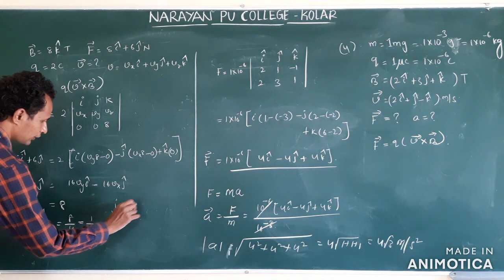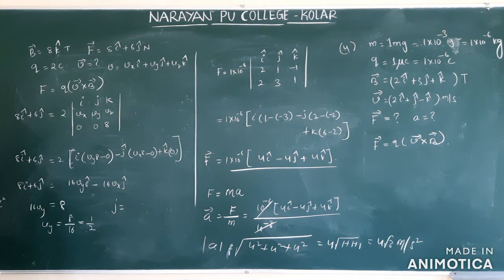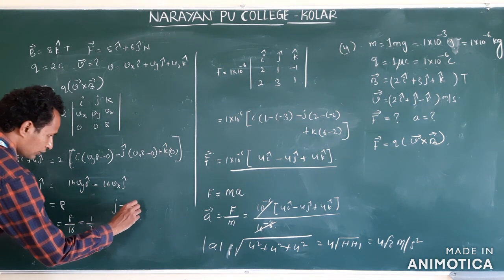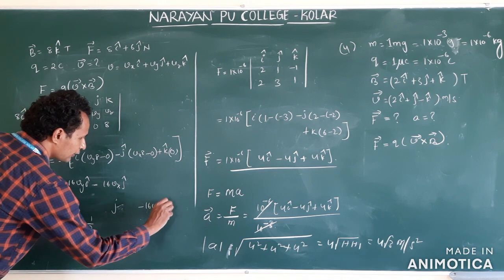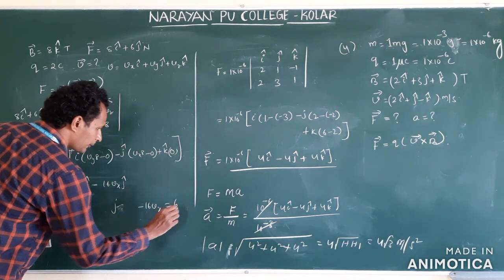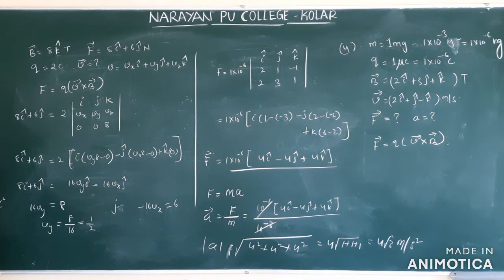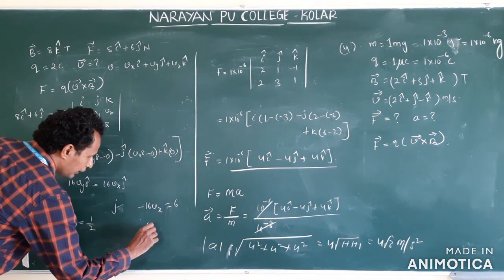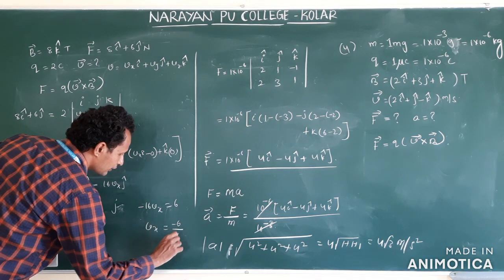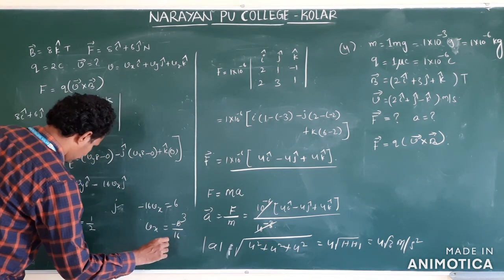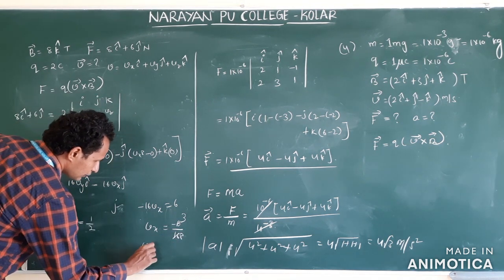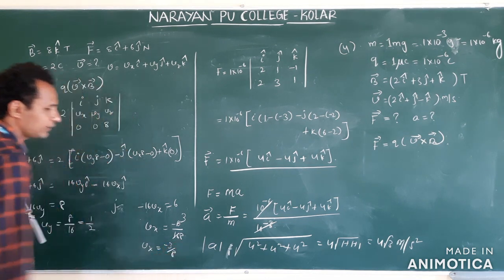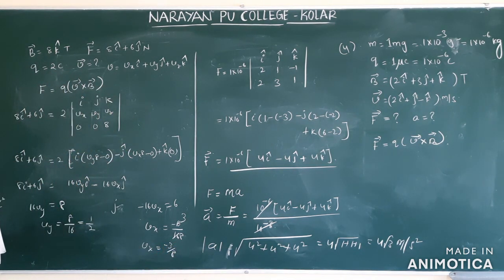Similarly, the j component. The j component is minus 16Vx, which is equal to 6. Am I correct? Alright, correct. Now Vx is equal to minus 6 by 16, which is minus 3 by 8. Yeah, we got minus 3 by 8 and 1 by 2.